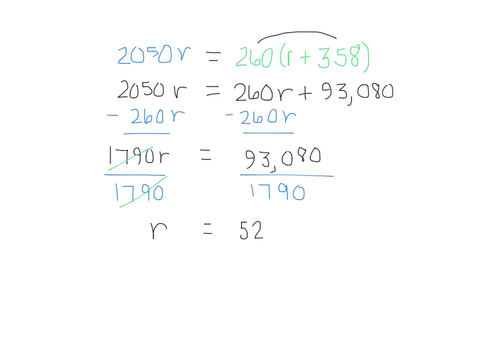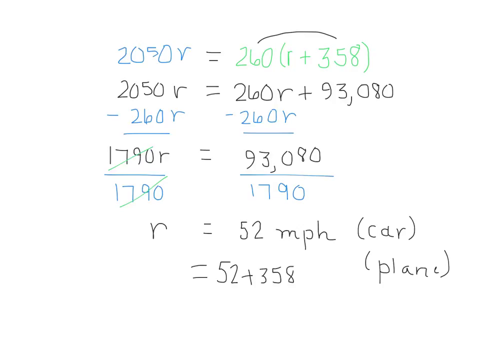52. So remember, r represented the rate or speed of the car. So the car must have been traveling at 52 miles per hour. The plane, we know, was going 358 miles per hour faster. Therefore, we have to find the rate of the plane by taking 52 plus 358. And in this case, we find that the rate of the plane is equal to 410 miles per hour.